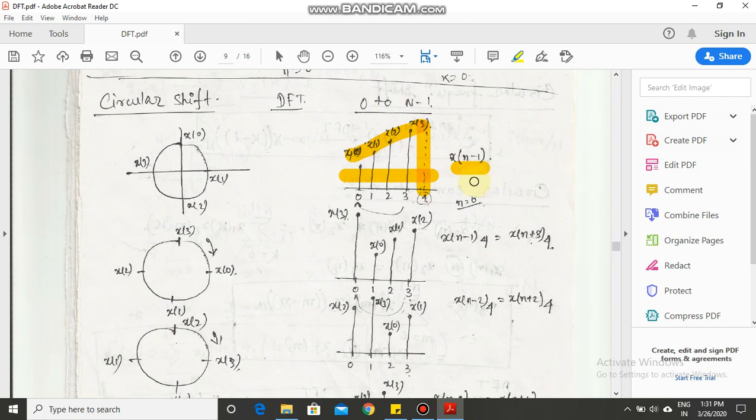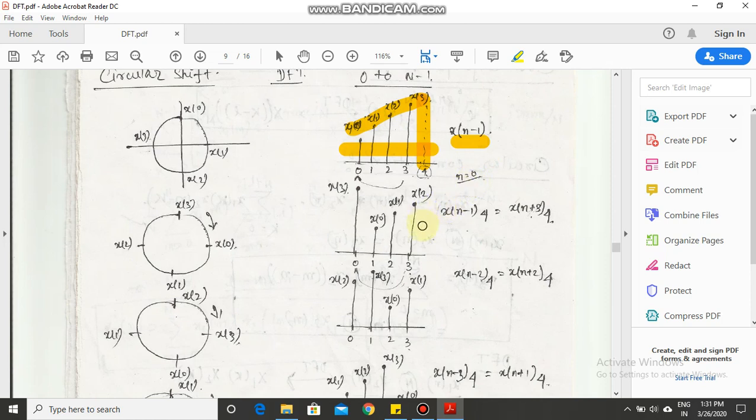Now in case of circular shift, what I have to do, this is the circular shift. If I shift by 1 sample, x of n minus 1, the value of x of 0 will come to x of 1, value of x of 1 will come to x of 2, x of 2 to x of 3. Now the value of x of 3 will not go to 4, it will circularly rotate and come to the position of x of 0.